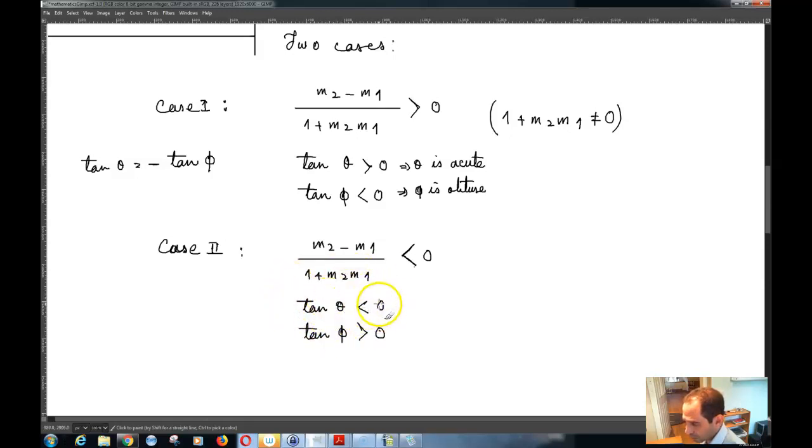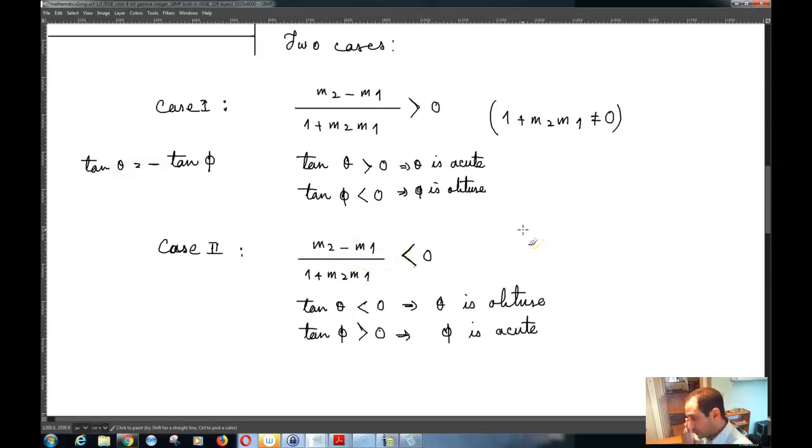If tan of theta is a negative value, that means that theta is an obtuse angle, and that means that phi is an acute angle. So basically there can be only these two cases.